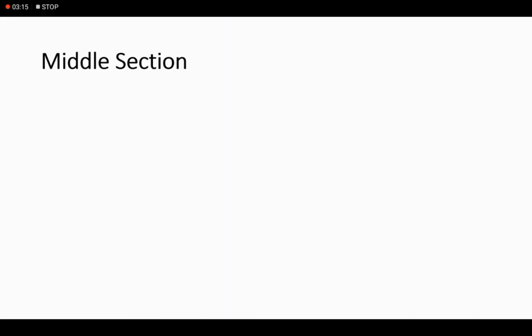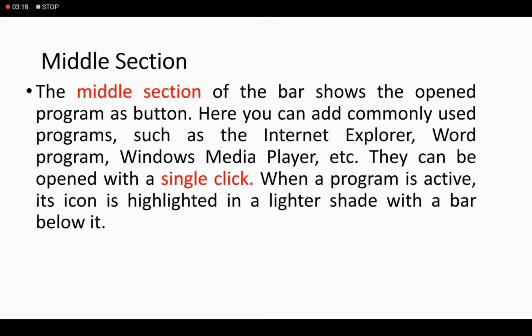So next is the middle section. The middle section of the bar shows the open programs as buttons. Here you can add commonly used programs such as Internet Explorer, Word, Windows Media Player, etc. They can be opened with a single click. When a program is active, its icon is highlighted in a lighter shade with a bar below it.